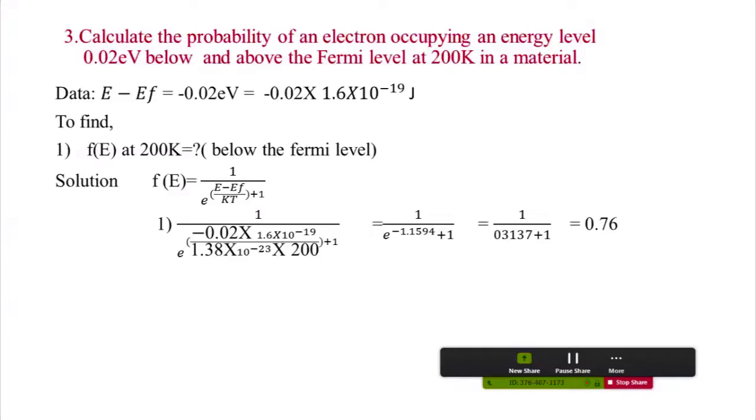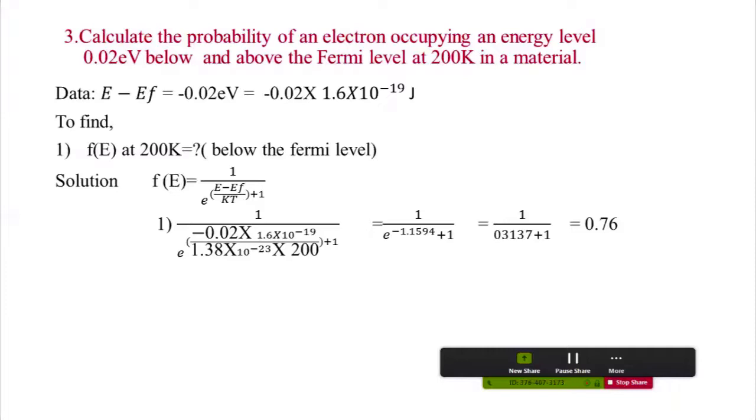In the previous problem, they considered only above the Fermi level, but here they have given above and below. I have given you a hint under the note. Whenever they give below the Fermi level, you need to consider E minus Ef as negative. That is 0.02 eV, which we consider as minus 0.02 into 1.6 into 10 to the power minus 19 joules.